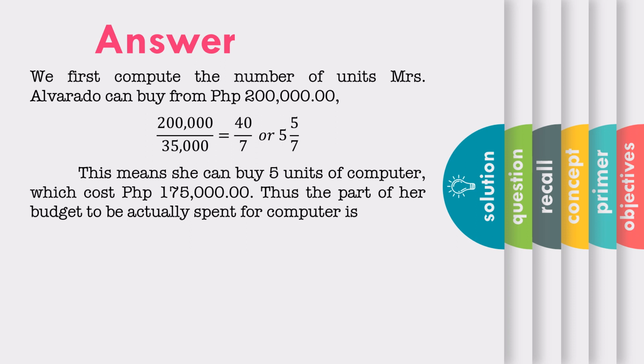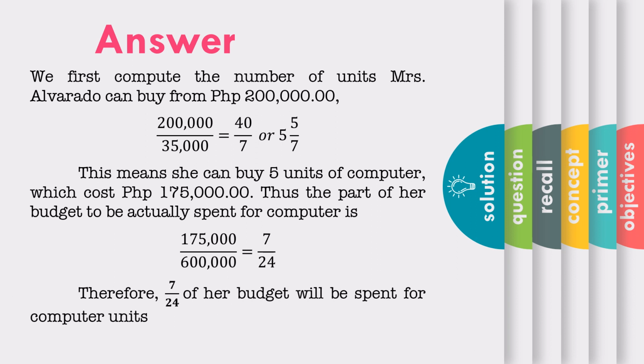Thus, the part of the budget actually spent for computers is the ratio of 175,000 and 600,000. We simplify it to 7 over 24. Therefore, 7 over 24 of her budget will be spent for computer units.